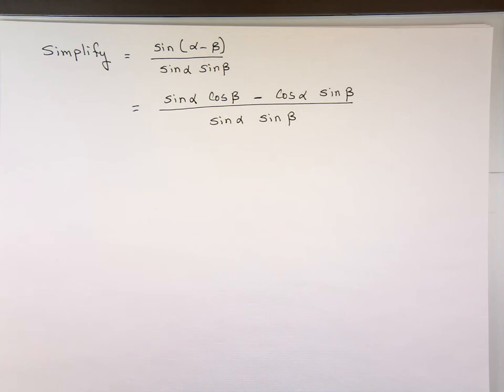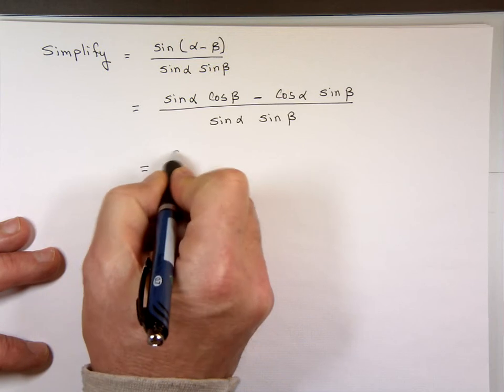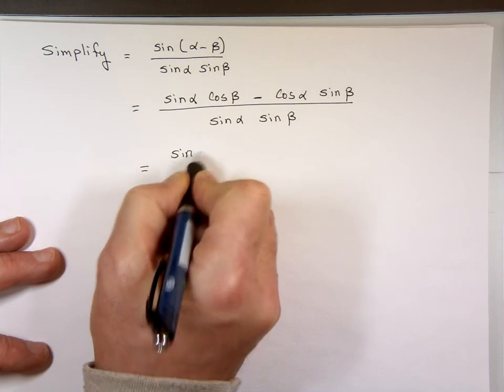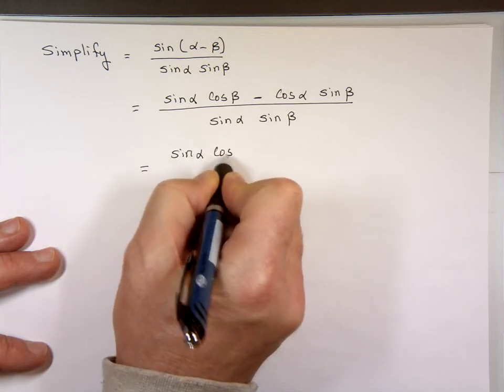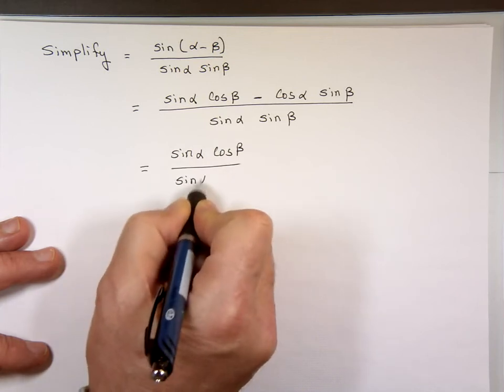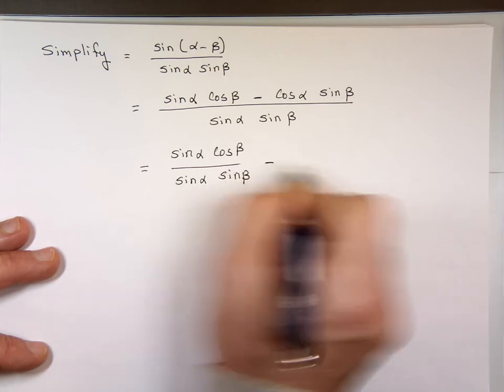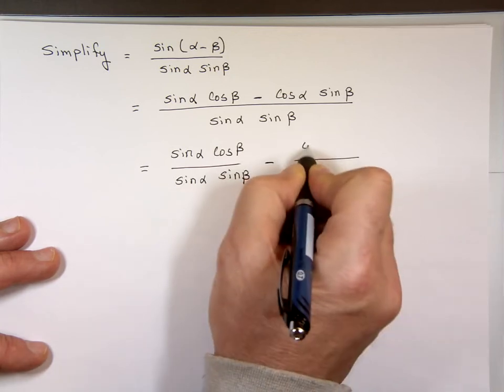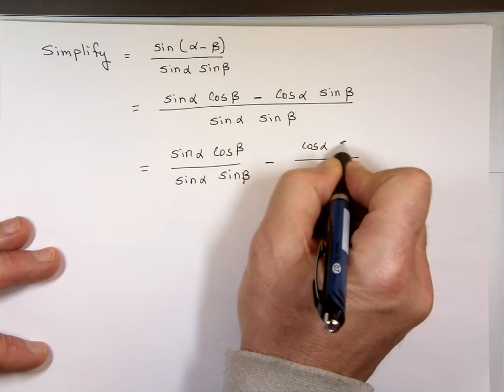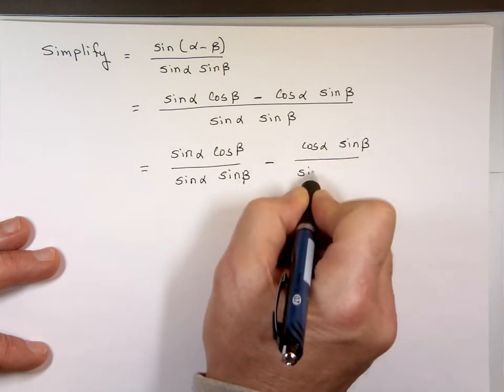Now you can break that into two fractions. Sine alpha cosine beta over sine alpha sine beta, minus cosine alpha sine beta over sine alpha sine beta.